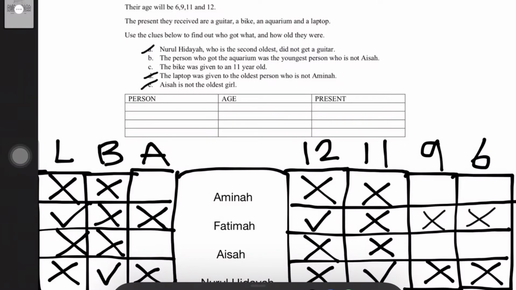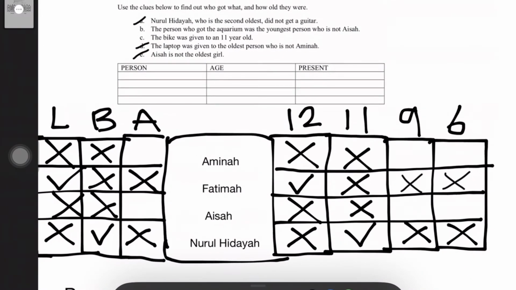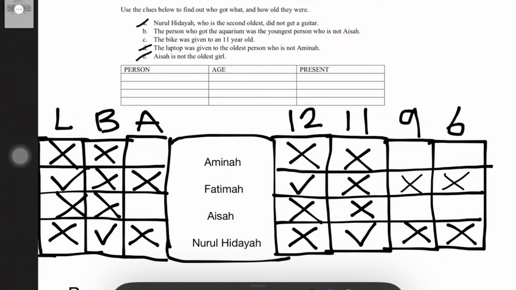So moving to clue B. The clue B stated that the person who got the aquarium was the youngest person who is not Aisyah. So we knew that Fatimah is 12 years old and Nurul Hidayah is 11 years old. So we had an extra information, which is the youngest person is not Aisyah. So we just simply cross out the 6 years old column for Aisyah and tick a correct for 9 years old for Aisyah. While Aminah are the opposite, which is Aminah is 6 years old, while the 9 years old column is incorrect for Aminah.